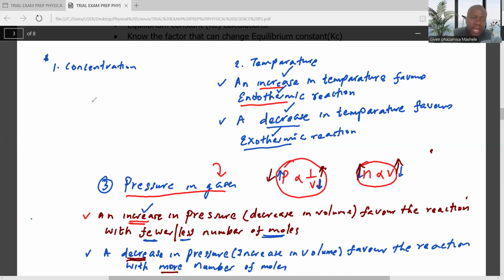Now, something good about concentration. I want to explain this because I was supposed to start with it, but I want to make it the last. In terms of concentration, here is my scenario, ladies and gentlemen. Increasing in concentration.